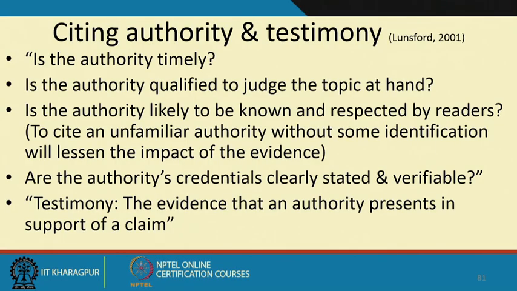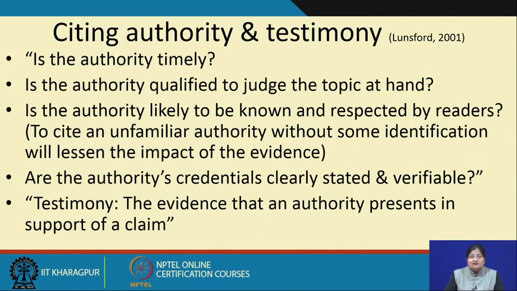Okay. Is the authority likely to be known and respected by readers? To cite an unfamiliar authority without some identification will lessen the impact of the evidence. Now, if you are a researcher, you would have seen that the affiliation of the authors is typically mentioned somewhere in the paper. Either an asterisk is put or superscript numbers are used, and then you will find a footnote where the affiliation of the author is mentioned, or it may appear right alongside the title. Now, who is the author? What is the author saying? Why should you believe what the author is saying? The affiliation of the author matters.